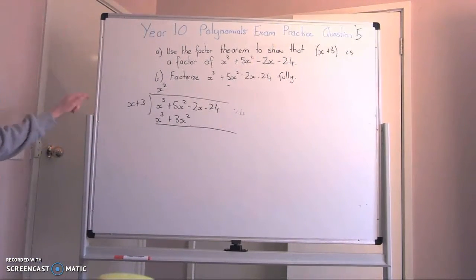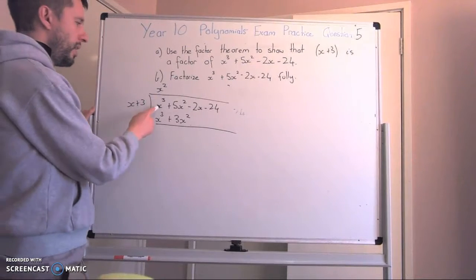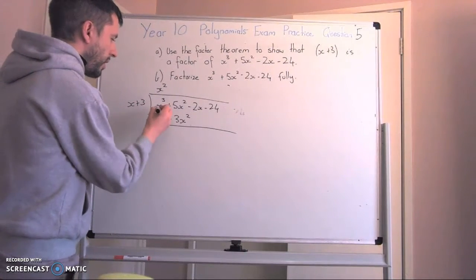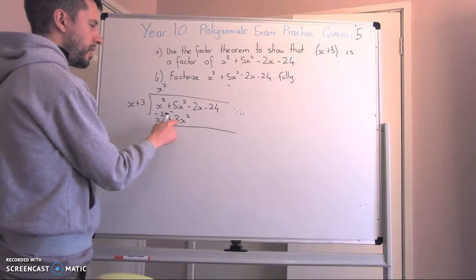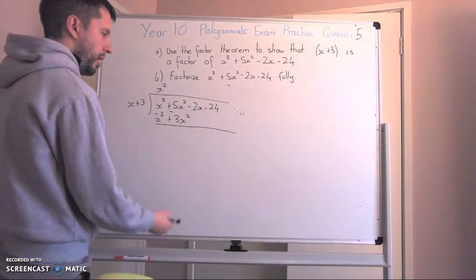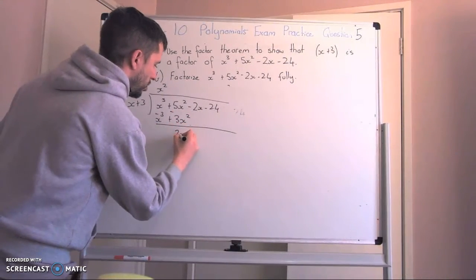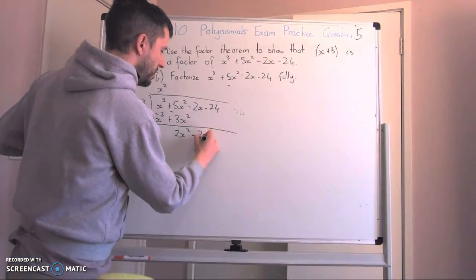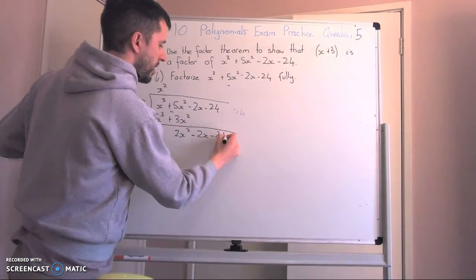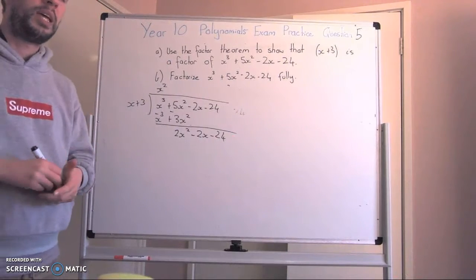Now, I'm just going to take this away. x to the power of 3, take away x to the power of 3, is 0. And 5x squared, take away 3x squared, is equal to 2x squared. Then I've still got minus 2x, minus 24. Then I continue.